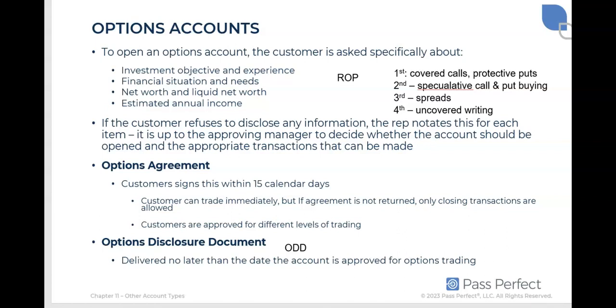Now, if 15 days goes by and that options agreement has not shown up with their signature on it, then all they can do is closing transactions. They cannot open any new transactions. If they bought an option, they can sell it. If they sold an option, they can buy it back. But no new opening transactions until they've got that agreement with their signature on it.